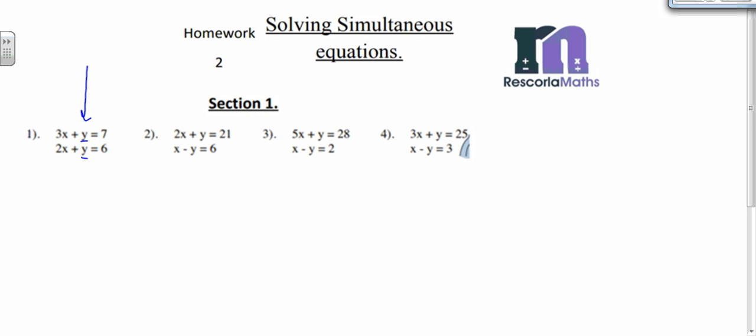So what we need to do is make sure that if the signs are the same, like they're both a plus y, you do the bigger equation take away the smaller equation. So if we do 3x take away 2x, we're going to be left with x. Y take away y disappears. That will always disappear. And then 7 take away 6 equals 1. So now we've got our value for x.